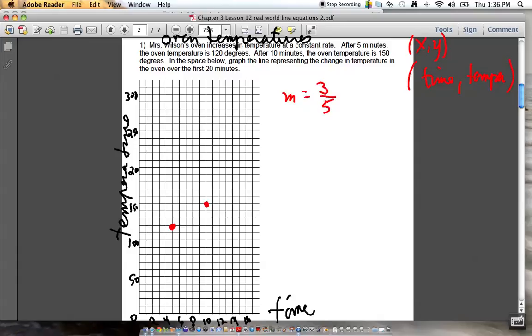So I'm going to do it this way. Ready? 1, 2, 3, 1, 2, 3, 4, 5. And then I'll do another up 3, 1, 2, 3, 4, 5. Right here. And I'm going to go a little bit off there, right to the edge of the graph. So there is my graph, and it's completely drawn. Okay?